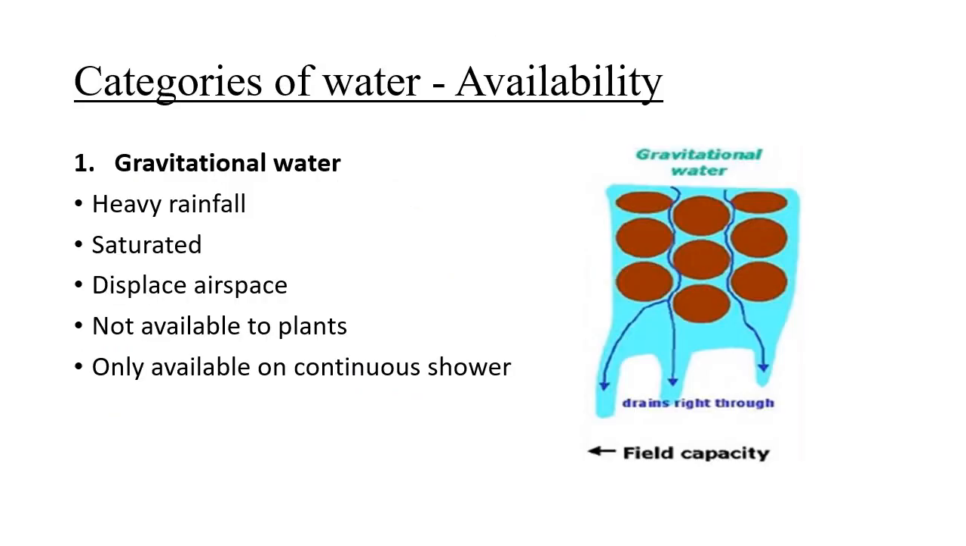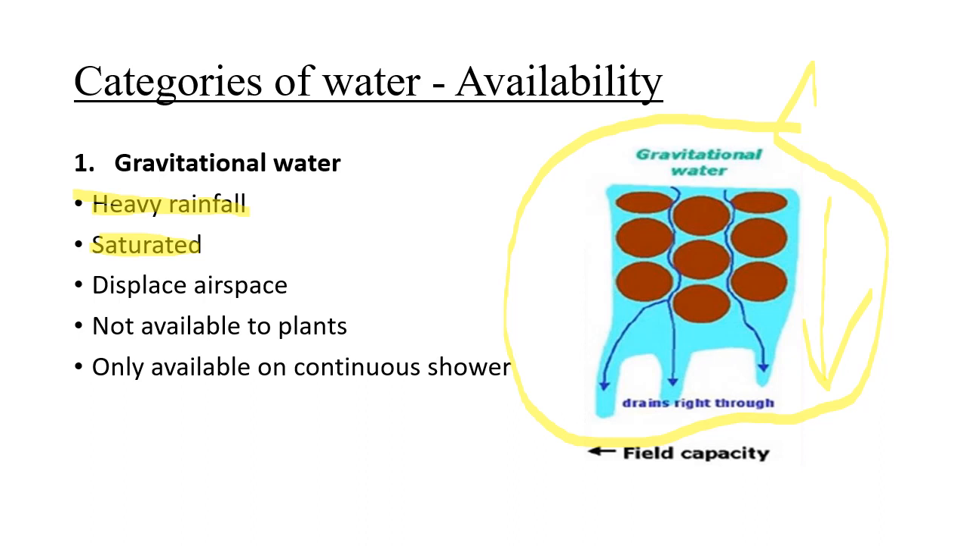The soil water can be divided into 5 main categories based on the availability of the water to the plants. The first in the line is gravitational water. As you can see in this picture, the gravitational water just drains right through the soil particles. Such drainage occurs when there is heavy rainfall, which causes the field to become saturated, and whatever excess water we receive in a field drains straight through the soil particles.